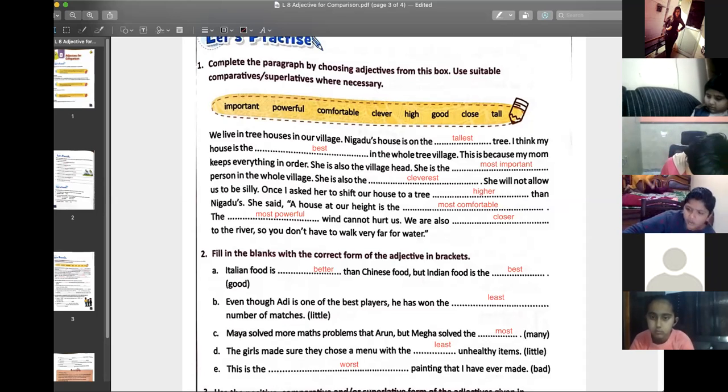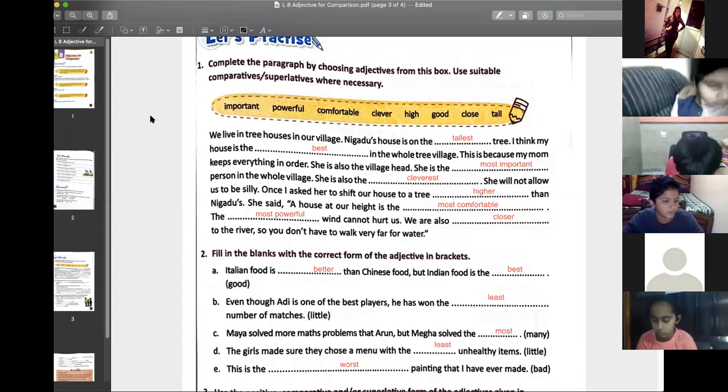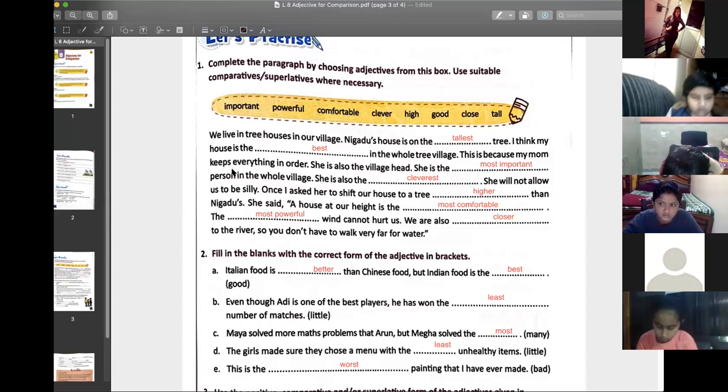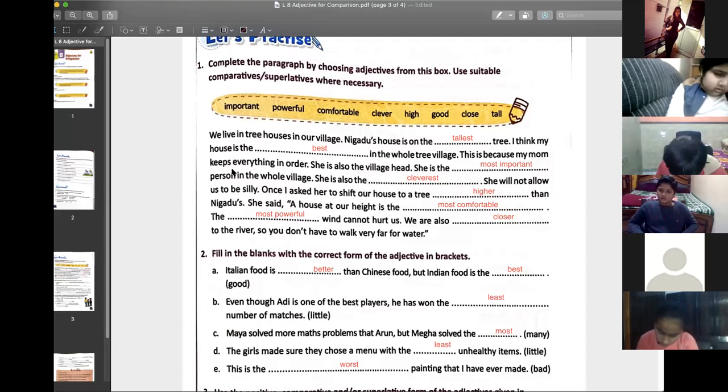Ma'am, I cannot hear you properly, ma'am, because the construction is being done. Now is it clear, Vansh? Yes, I cannot hear you. Yadvi, what is your doubt? Yadvi cannot hear you again. If you are using your earphones, remove them.